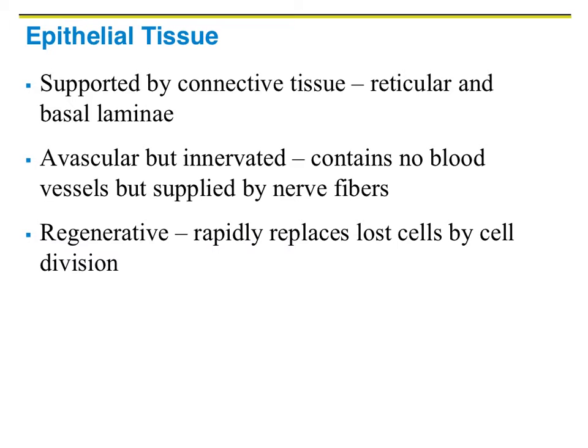Epithelial tissue is always glued to a layer of connective tissue, and it's glued by an acellular material composed of glycoproteins we call the basal lamina. The basal lamina glues the epithelial tissue to the first layer of connective tissue, known as reticular lamina. And together these layers, the reticular lamina and the basal lamina, make up what we refer to as the basement membrane.